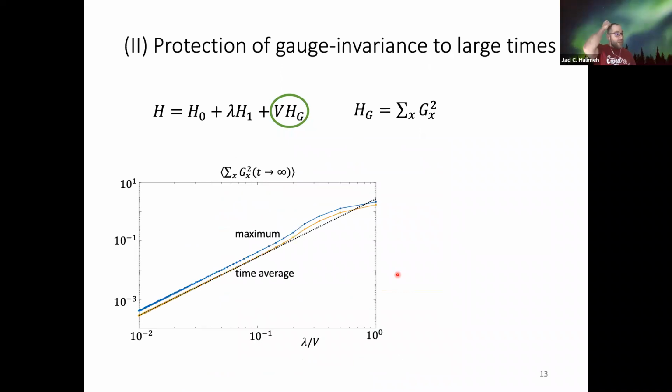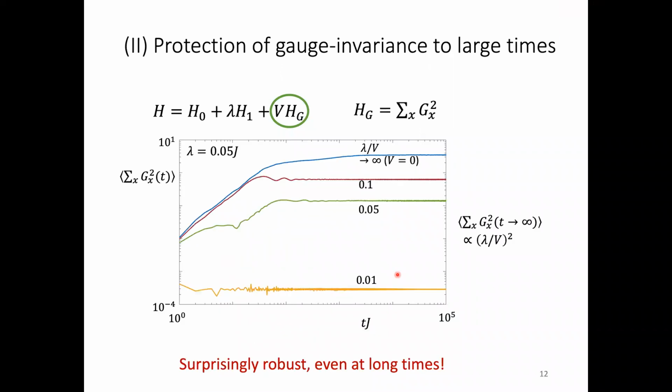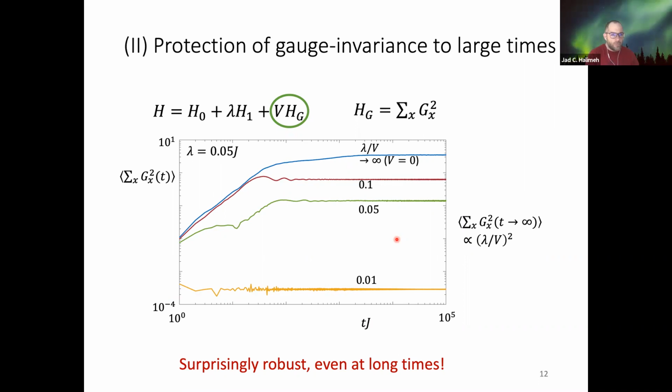And so now if you look at... question. Yeah, go ahead. How did you manage to have nothing depend on the intrinsic energy scales of H naught? Well, I mean, because V basically becomes your dominant term. So here I'm looking at lambda over V, and you see that once V becomes sufficiently larger than lambda, and in our simulations, as you will see later, of the scale of 10 lambda or so, you see that V HG becomes the dominant dynamics at a time scale of 1 over V.